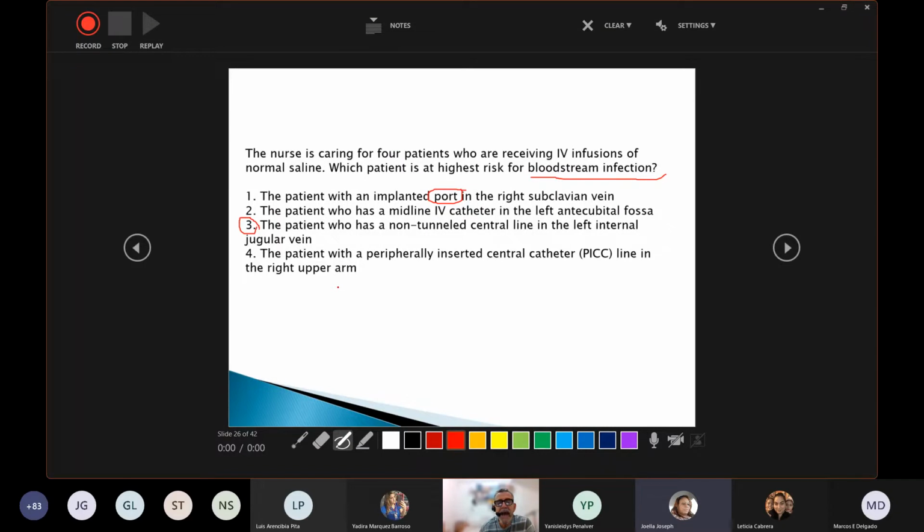If I ask you, and which one has the least, the menos risk of infection, which one do you choose? Because... could you say? What do you say? Exactly, the port. Very well. You are good.